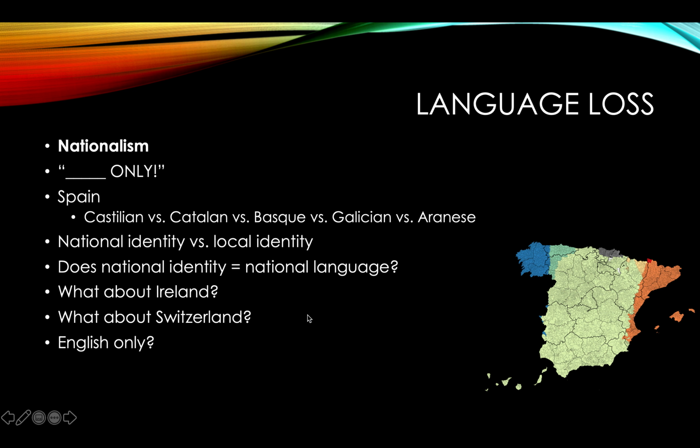Castilian is what we think of as standard Spanish, but there's also Catalan, which is a related but different language. Basque, which is a completely unrelated language to the Romance languages, Castilian, Catalan. You have Galician and you have Aranese. And so in Spain, there's more than one language. And when we see Spain on a map, we think Spanish. But even Spanish people may not speak, quote unquote, Spanish.